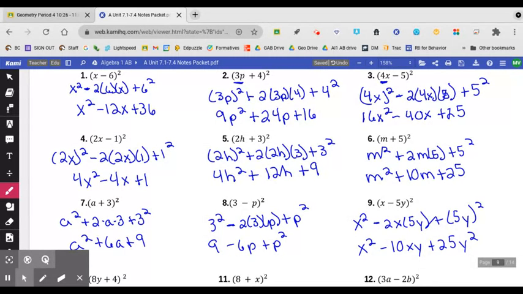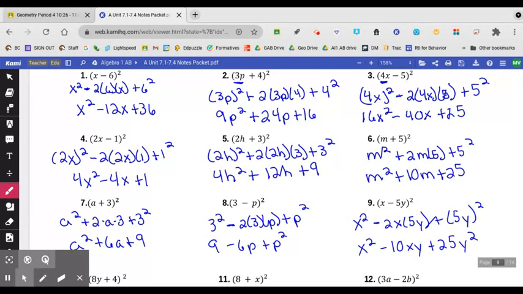Number 5, I square 2h. I do plus 2 times 2h times 3 plus 3 squared. So I get 4h squared plus 12h plus 9. Number 6, I square m. I do 2 times m times 5 plus 5 squared. So I get m squared plus 10m plus 25. 7, I square a, and then I do 2 times a times 3 plus 3 squared. So it's a squared plus 6a plus 9.